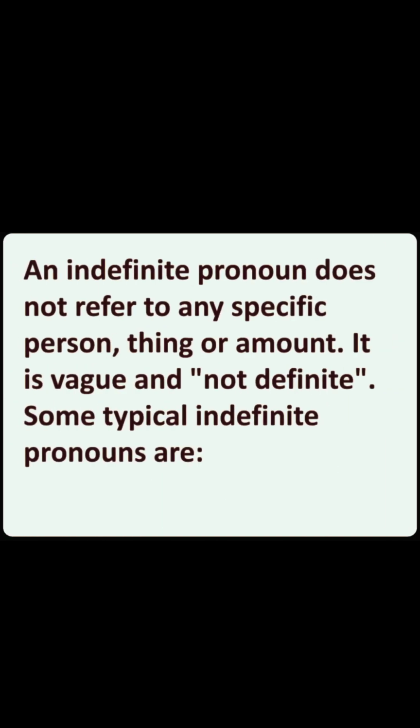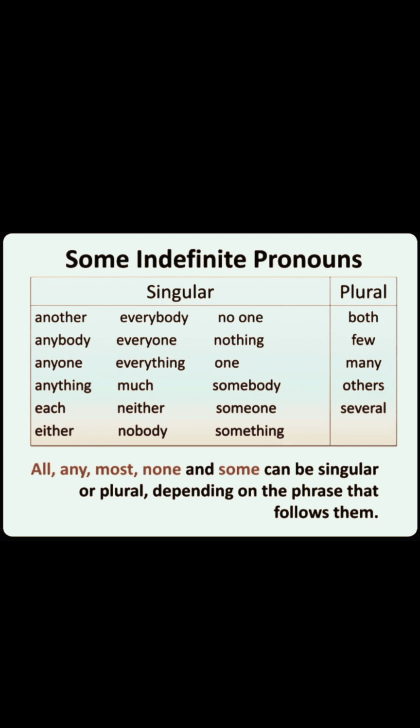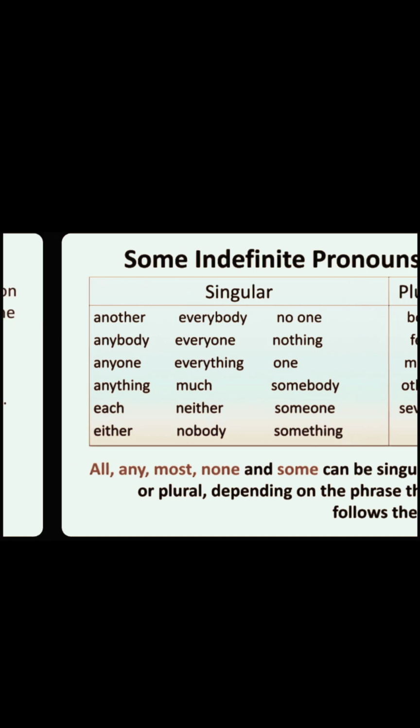Indefinite pronouns do not refer to any specific person, thing, or amount. They are vague and not definite. Some typical indefinite pronouns, singular: another, everybody, no one, nothing, somebody, someone, etc. Both, few, many, others, and several are plural pronouns. All, any, most, none, and some can be singular or plural depending on the phrase that follows them.